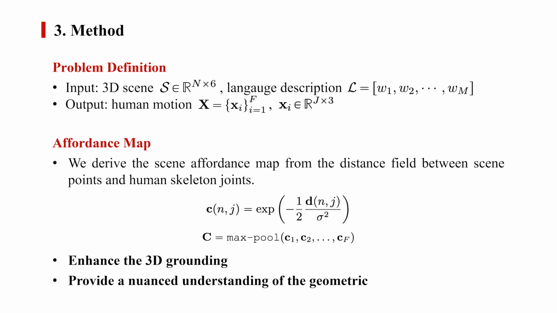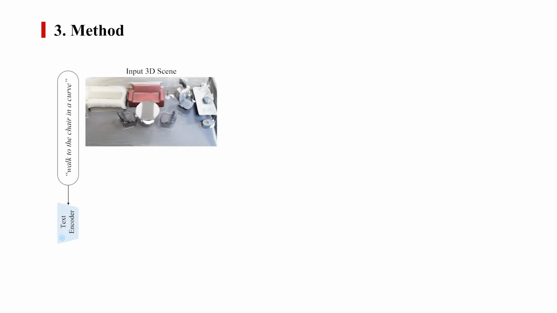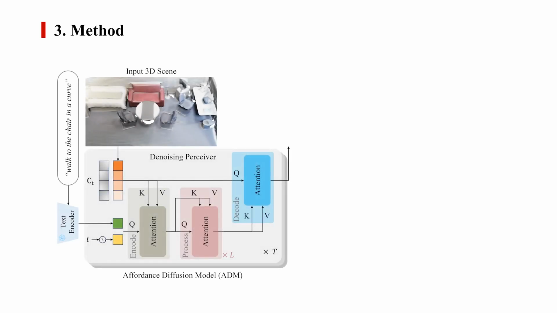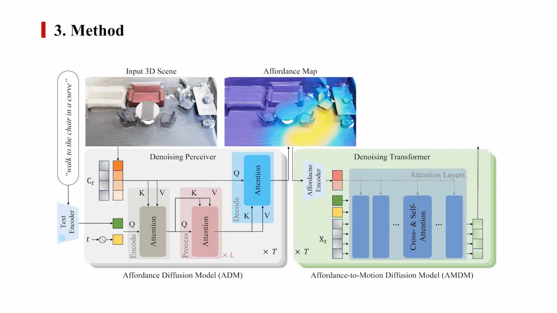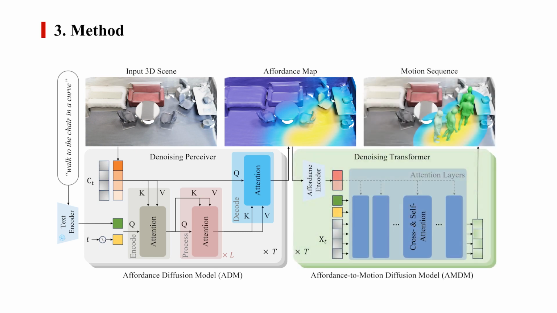scene geometries. Based on this intermediate representation, we introduce a novel two-stage model to effectively link 3D scene grounding and conditional motion generation. Given a 3D scene and language description, we first predict an affordance map. Then, the second stage generates human motion from the description and pre-predicted affordance map.